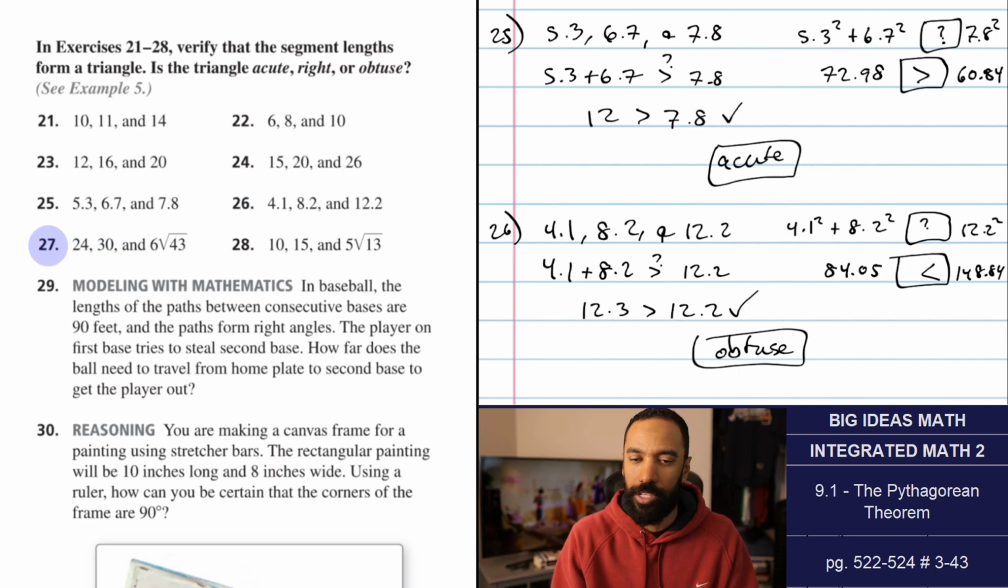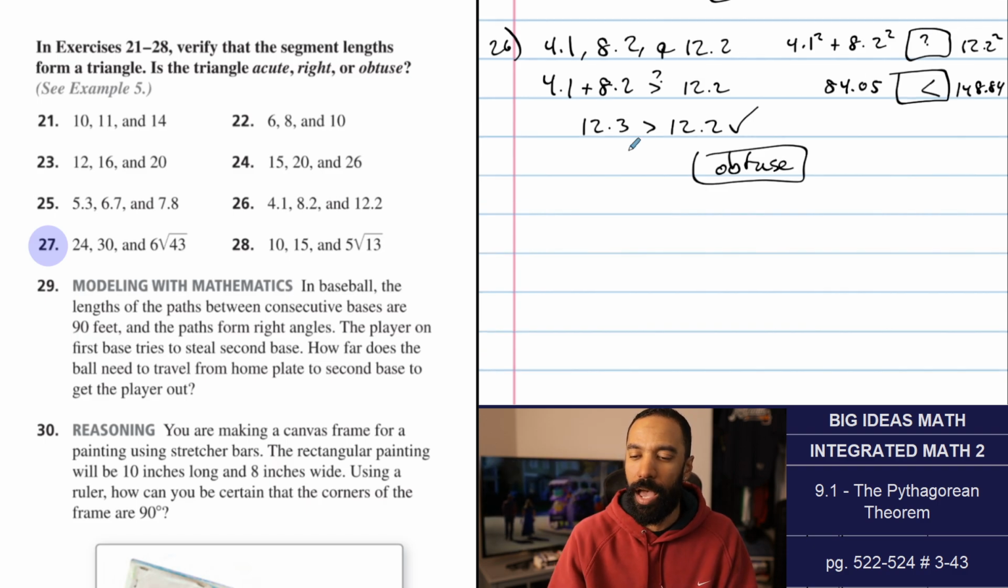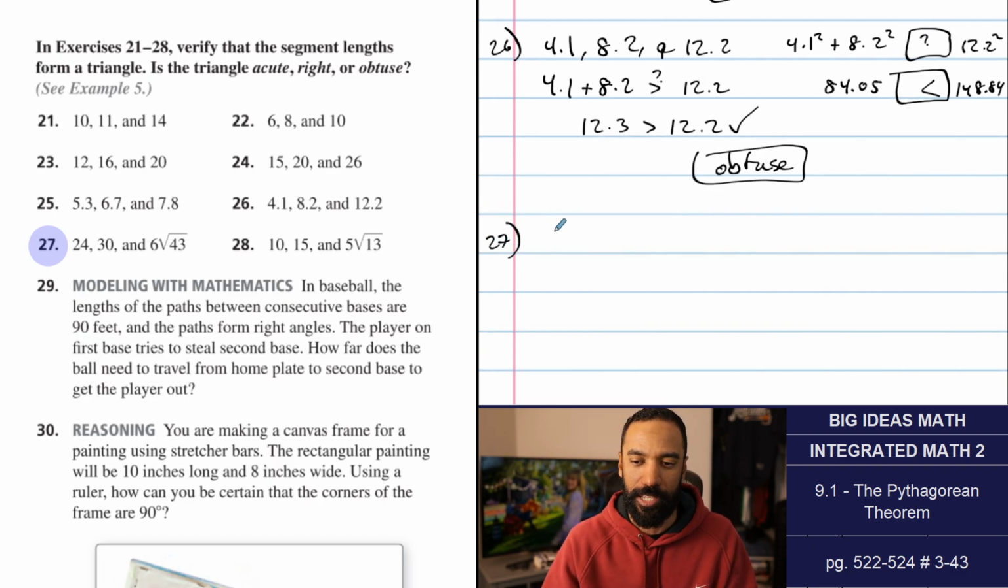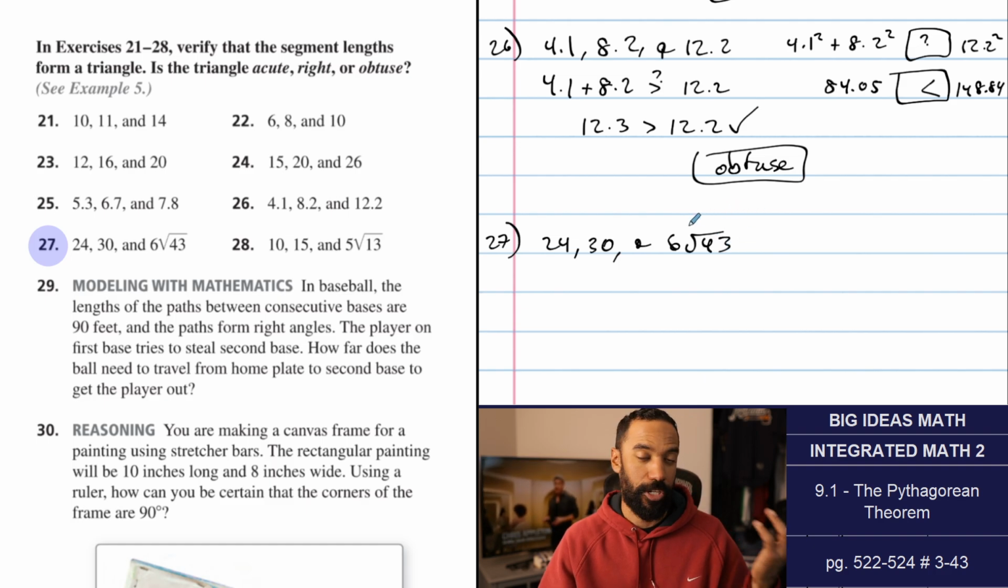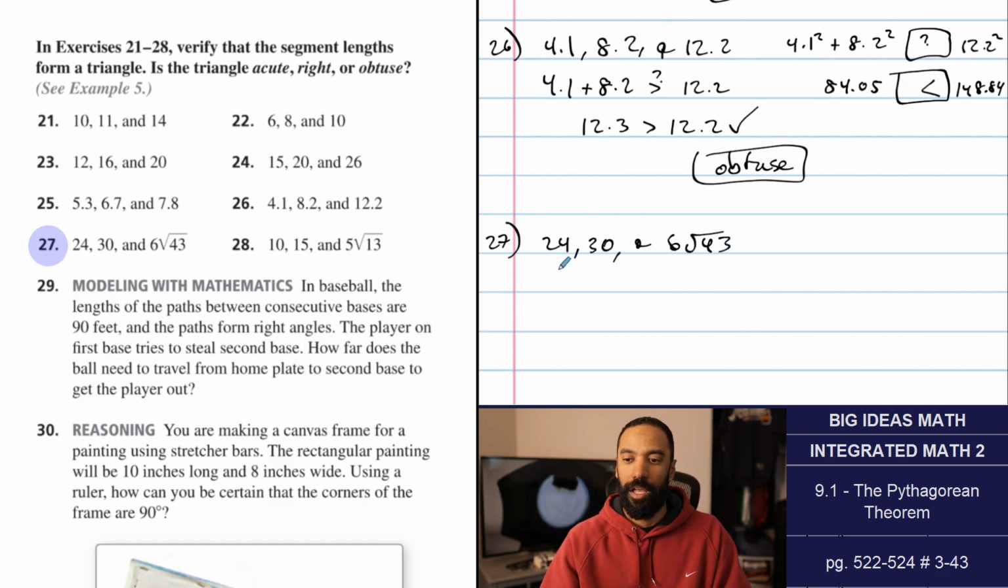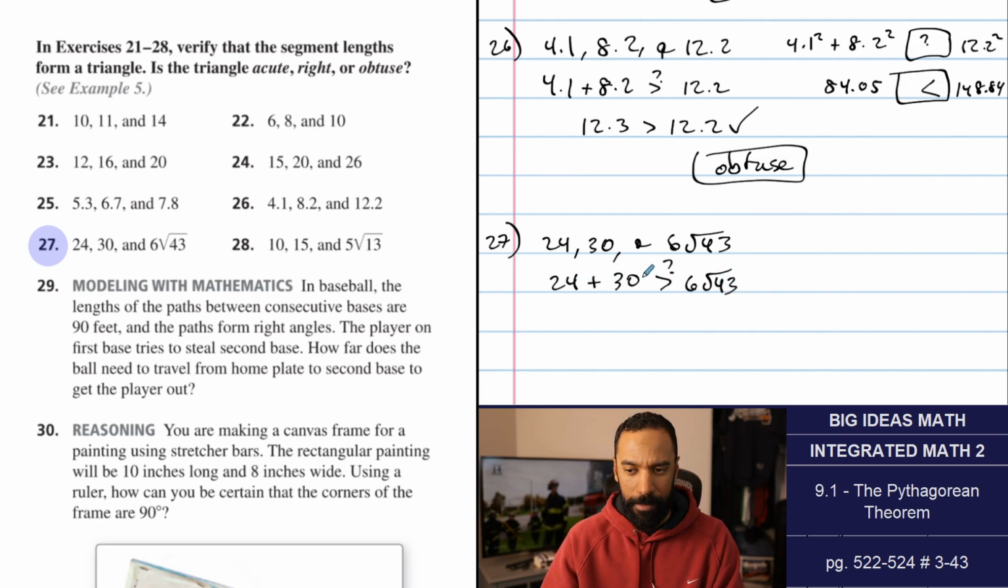Number 27. 24, 30, and 6 times the square root of 43. I'm assuming that last one is the longest, as they've kind of grown in size each time. 24, 30, and 6 root 43. It very well could be a right triangle, and I'd have no idea. Let's see if 24 plus 30 is greater than 6 root 43. I don't know what 6 root 43 is. 24 plus 30 is 54.